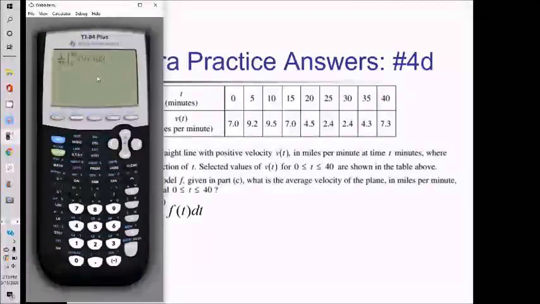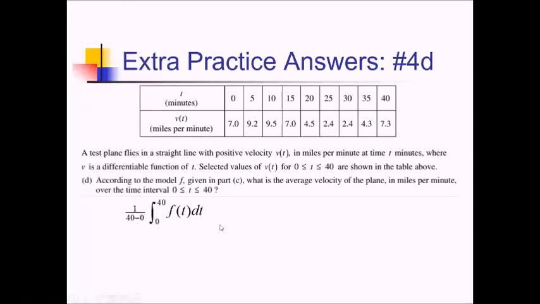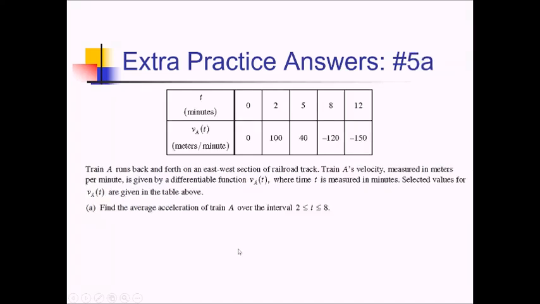So if I do this on the calculator, this should give me my integral. Press enter. And that comes out to about 5.916. And that was average velocity, so that's miles per minute. And we are done.